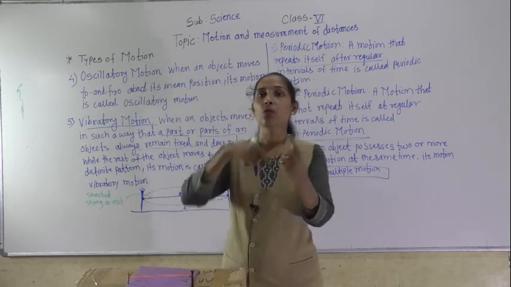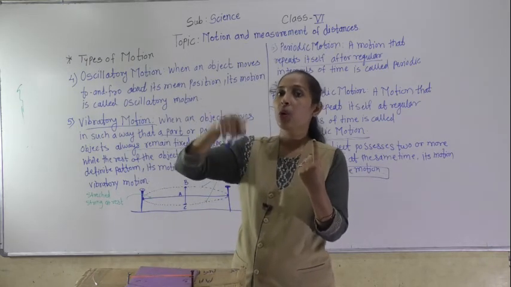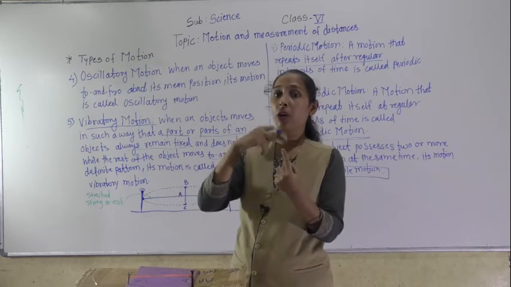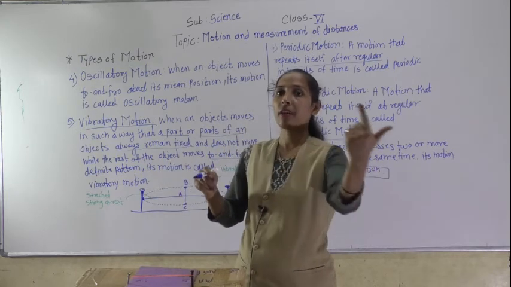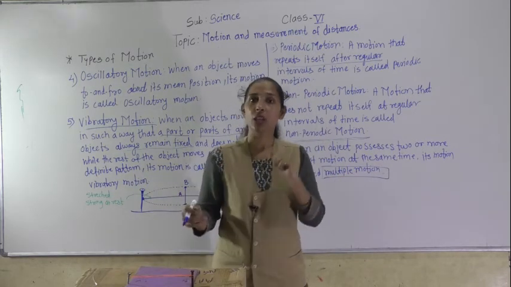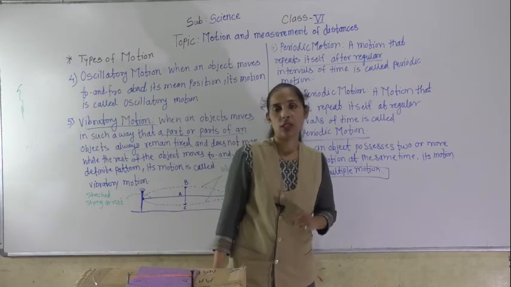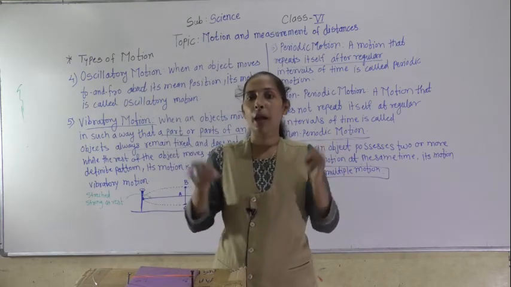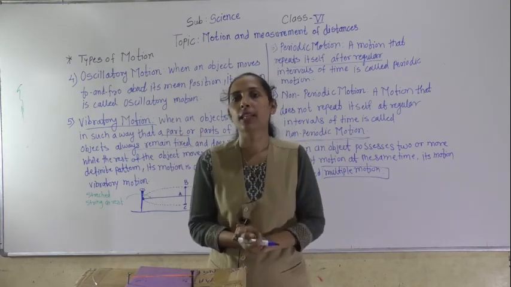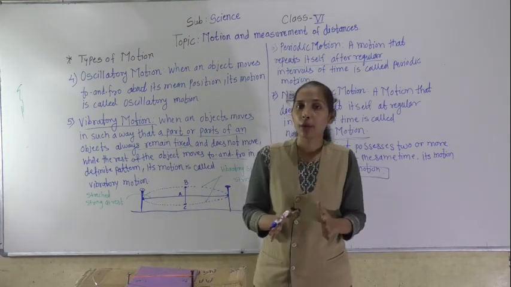Our earth is moving around its own axis. That is nothing but rotatory motion. And along with it, it moves around the sun. That is nothing but circular motion. So it is also one example of multiple motion. Different types of motion happening at the same time is called multiple motion.